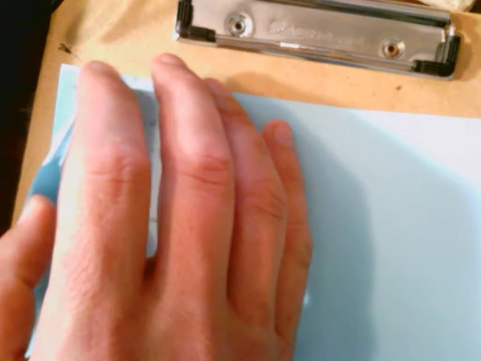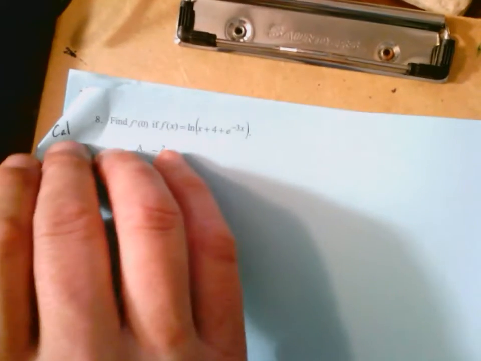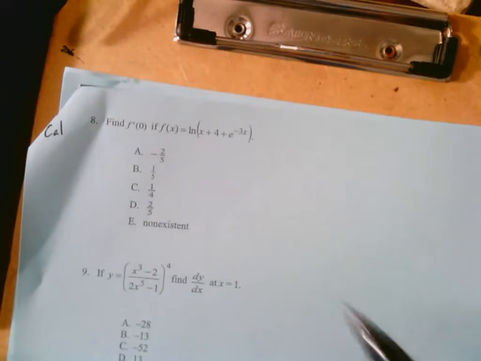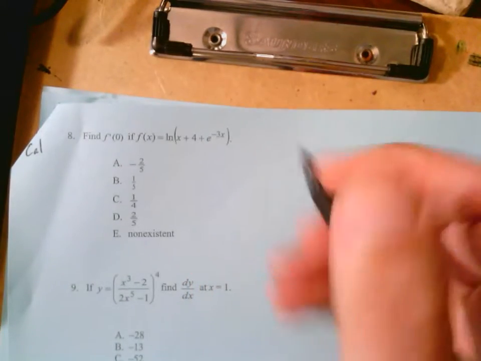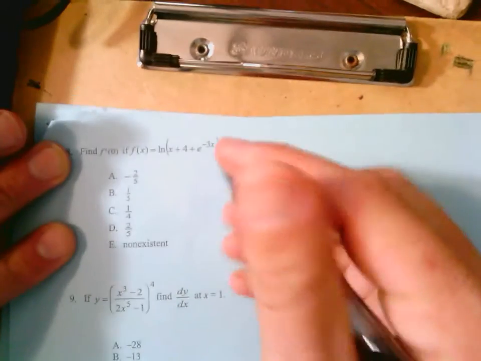Second part of this is the no calculator section. Alright, so it wants to know the derivative when x is 0 of ln of all that.